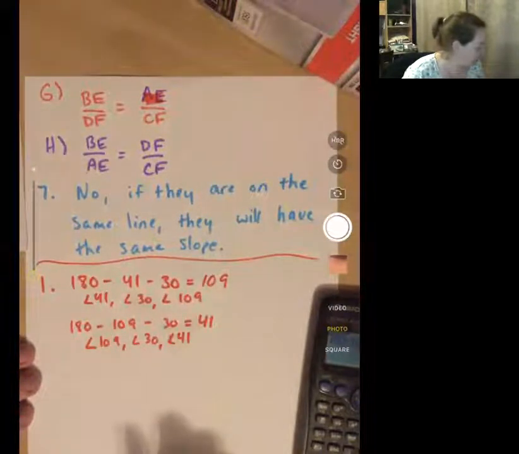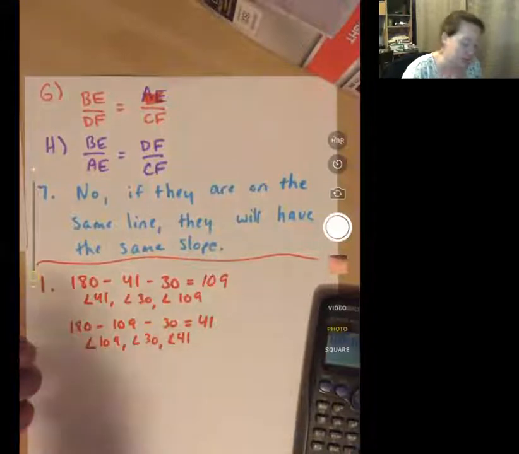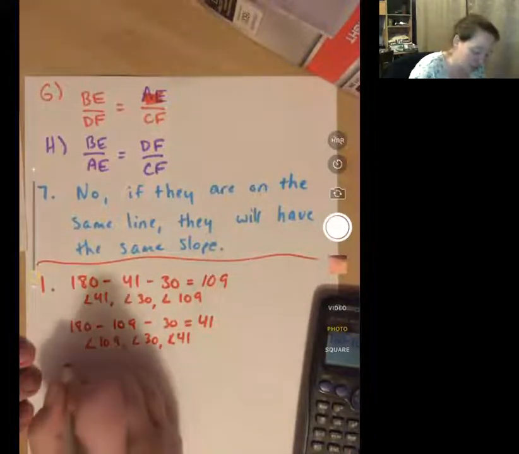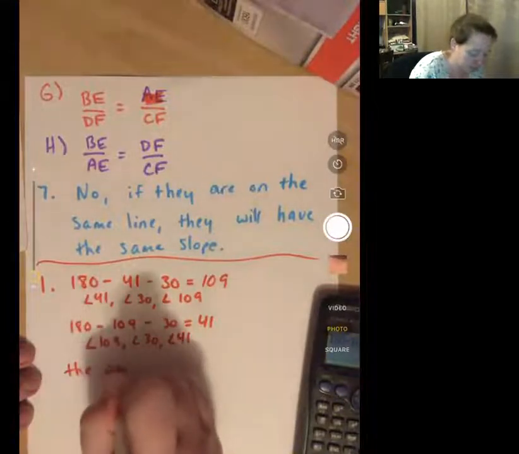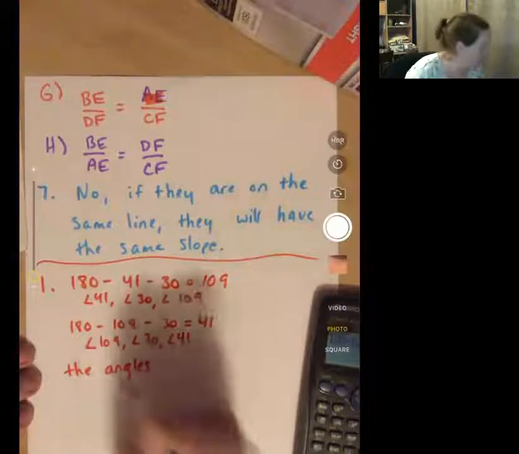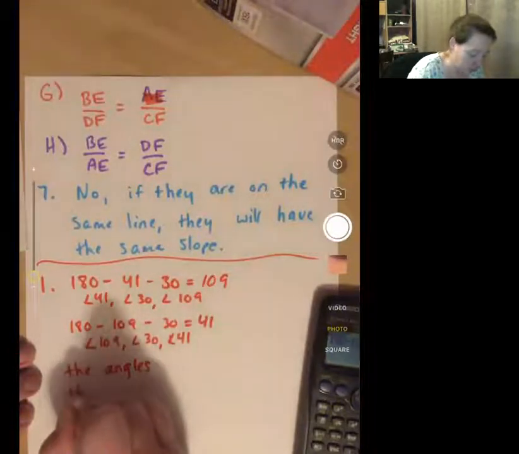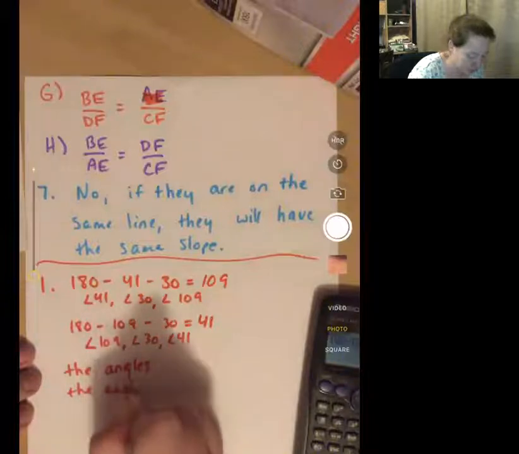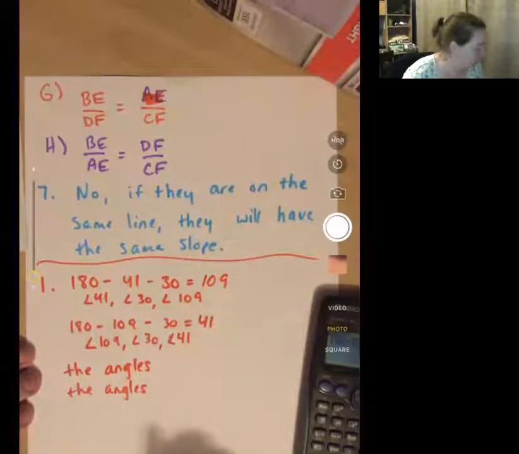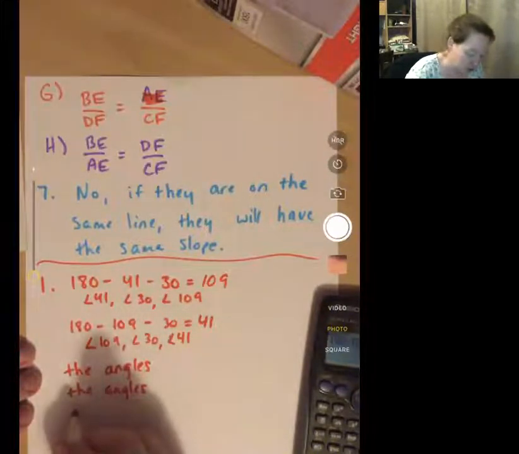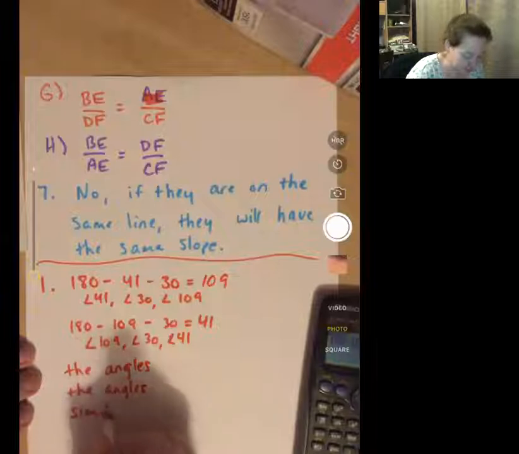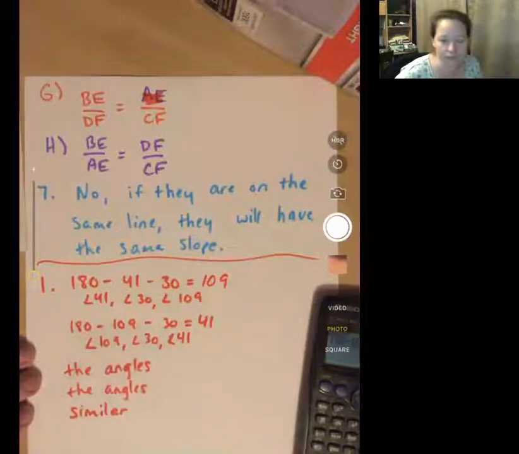Then I'm on the next part, because the angles in one triangle are congruent to the angles in another triangle, the triangles are similar. So that's all the spaces going straight down.